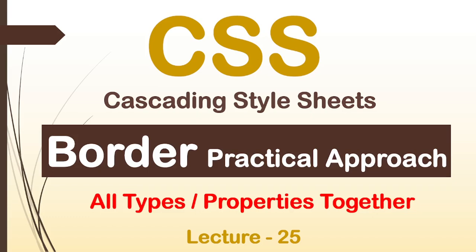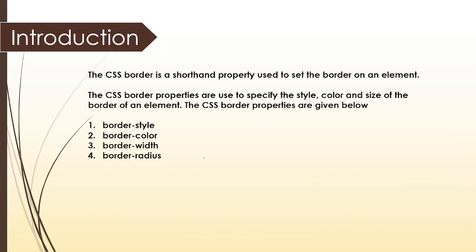In this session, we are going to discuss cascading style sheets border properties. This session is all about borders, a practical approach. As you all know, in the previous 3 to 4 sessions, we have already discussed the introduction of CSS borders, why we use cascading style sheet border properties in your websites, and different properties like border style, border color, border width, and border radius. We have discussed all these four properties separately.